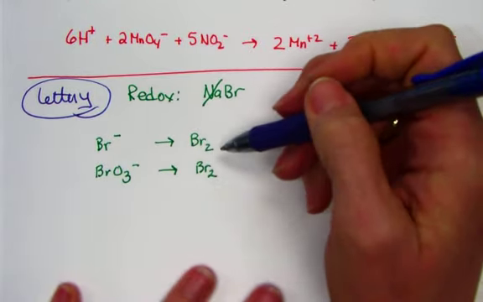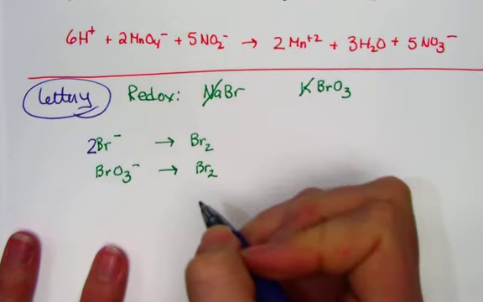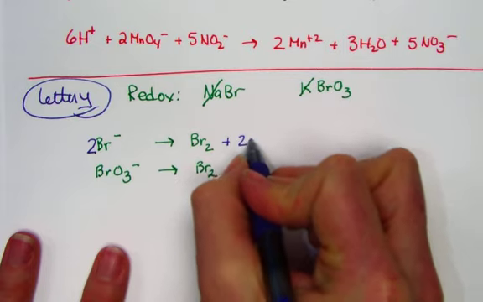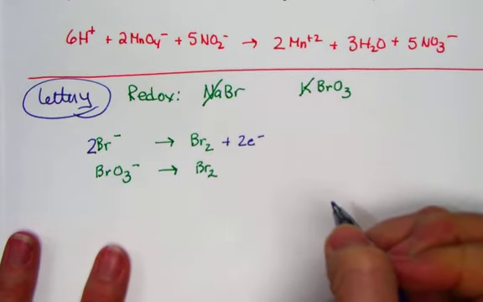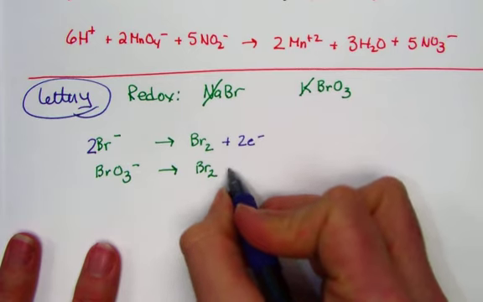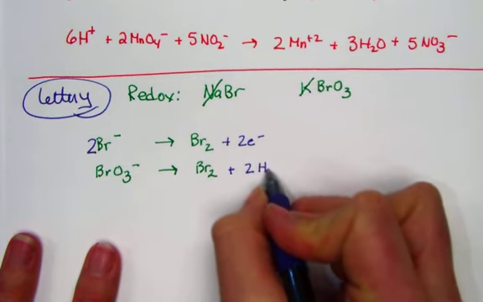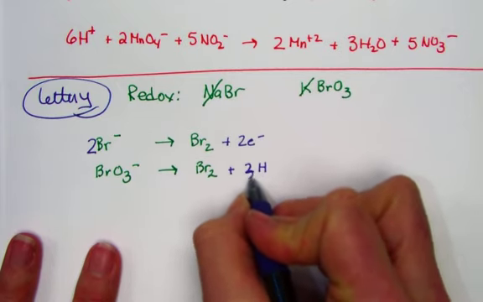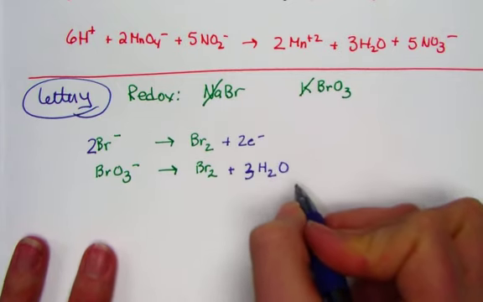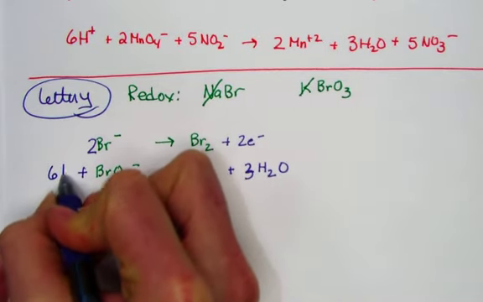What we'll end up doing to balance this first half reaction, we'll need to balance the Br negatives, and then simply add 2 electrons to the right-hand side to balance the charge. In the second half reaction, we will begin by writing, to balance the oxygens, we need to add 3 waters. That gives me a total of 6 hydrogen ions.